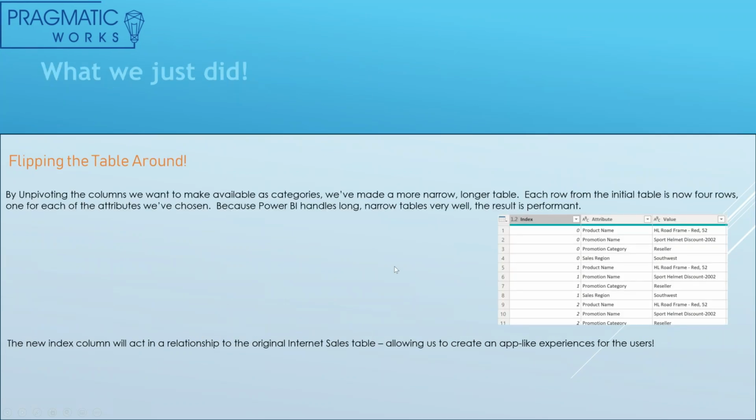Now, what did we just do? We flipped the table on its side, basically. We unpivoted the columns we wanted to make into categories. So we've made a really long, narrow table now. Whereas we started with 5 million rows in the other table, we now have 20 million rows in this table, which seems like an awful lot of rows, but Power BI is really good at handling narrow, long tables. So you'll find that it still performs very quickly. And we've also added a new index to create the relationship that we need.